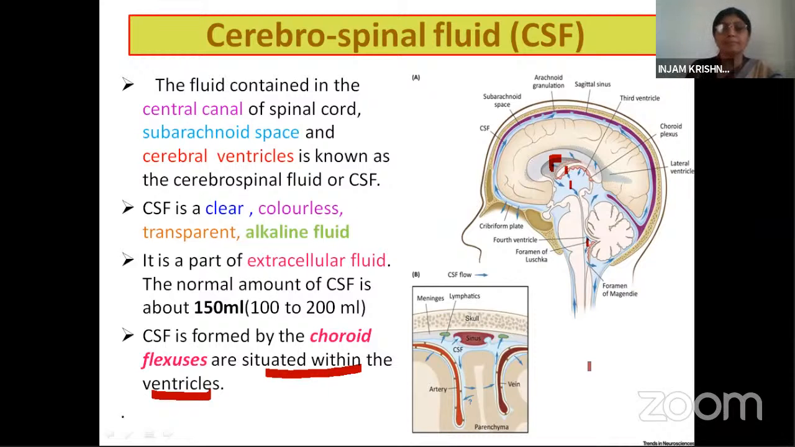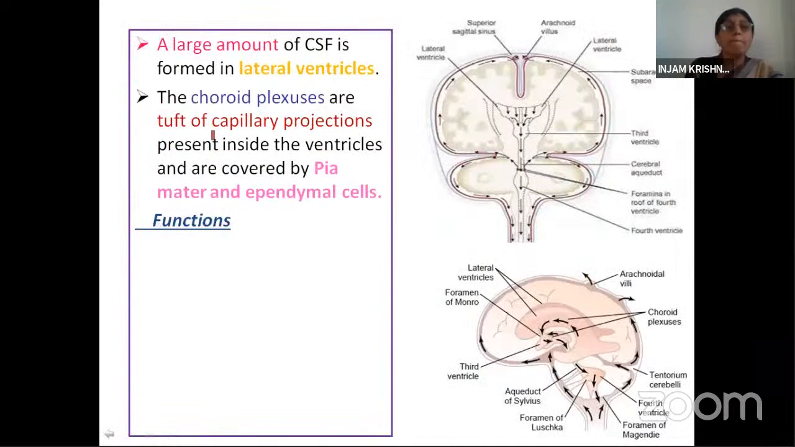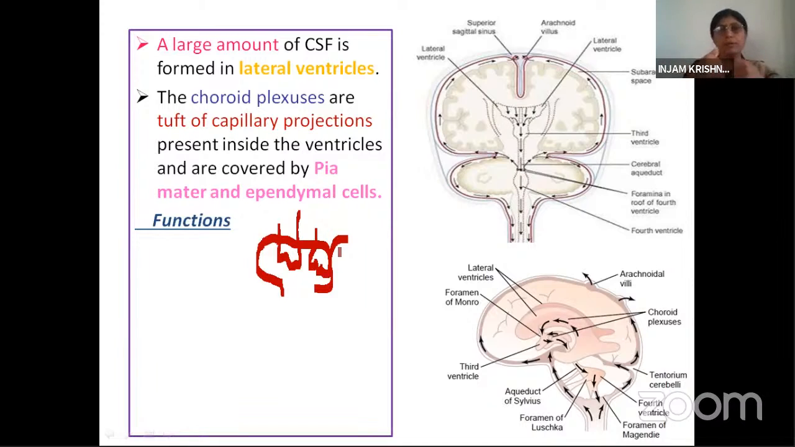What are the choroid plexus? The choroid plexus are tufts of capillary projections present inside the ventricles and are covered by pia mater and ependymal cells. These are choroid plexus. For example, this is one ventricle. Okay, third ventricle, you can say here a plexus like this. Actually, it is nothing but an invagination of the pia mater. Here is the capillary tuft, and this capillary tuft is covered by pia mater and ependymal cells. These ependymal cells secrete the CSF.